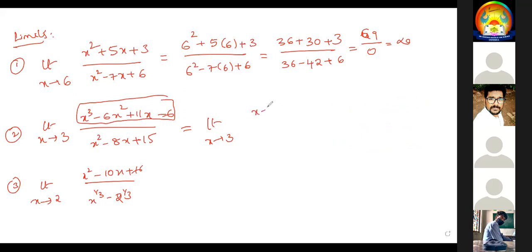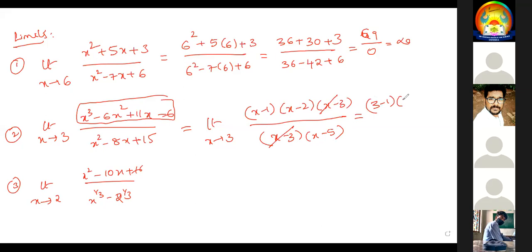Please respond. This can be written as x minus 1 into x minus 2 into x minus 3, and the denominator as x minus 3 into x minus 5. I will teach how to do this factorization. x minus 3 gets cancelled. Now put x is equal to 3: 3 minus 1 into 3 minus 2 by 3 minus 5. You will get some answer.